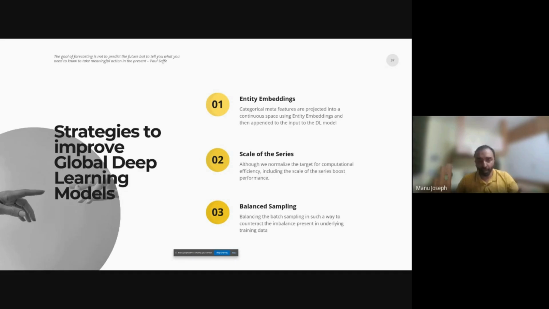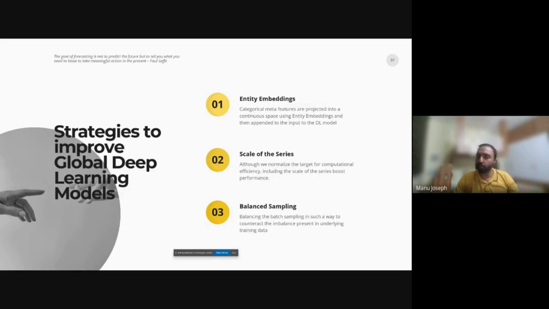And even after training, you can actually use these embeddings to analyze your data. For example, if you've done the entity embedding for month as a feature, right, after the model is trained, you can analyze them to understand which months are more similar to each other, etc. Right?